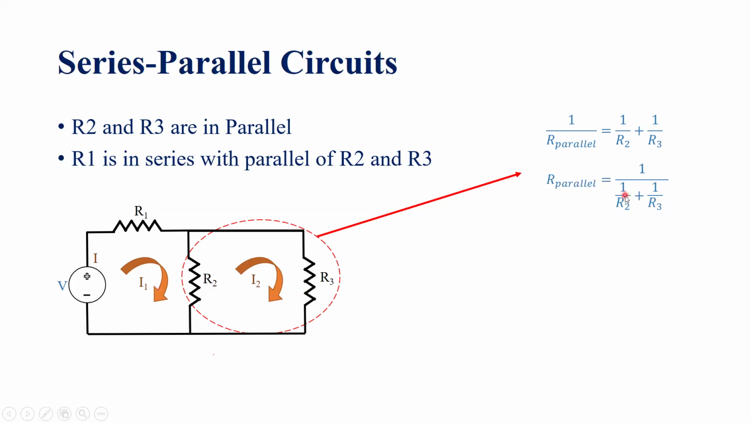Once you know R parallel, you can calculate the equivalent resistance of this network, which is R equivalent, which is the sum of R1 plus R parallel. So R1 comes in series with the parallel combination of R2 and R3. So that is how you can calculate the equivalent resistance of this series parallel network.